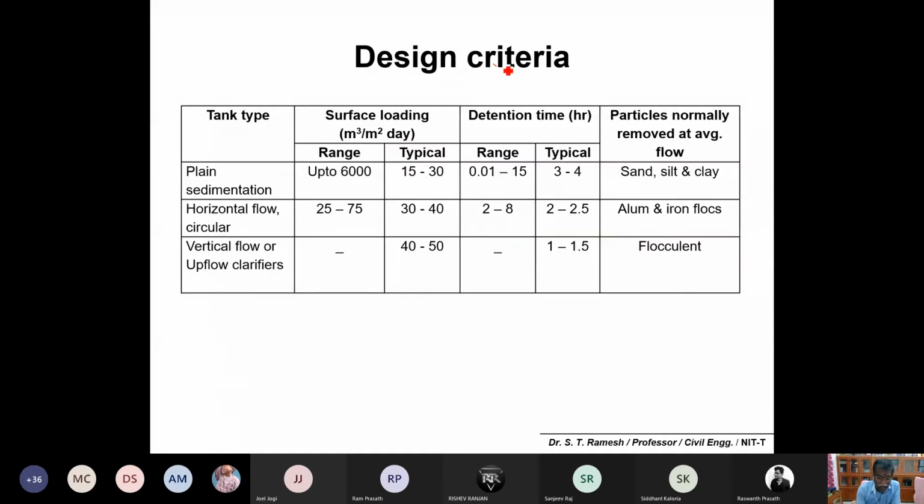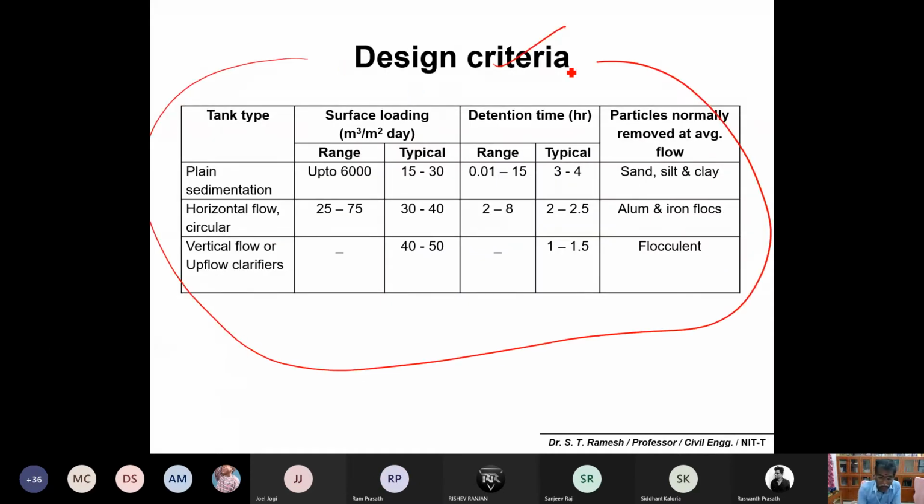The last part is about design criteria. This you need not remember. Normally, any books or design guidelines will give you the design values to pick up and design. In the case of a line sedimentation tank, surface loading rate you can assume up to 6,000, and the typical value is 15 to 30 meter cube per meter square per day. Retention time you may go up to 3 to 4. And in the case of horizontal flow circular tanks, you can pick any values in between and design the treatment plant dimensions.